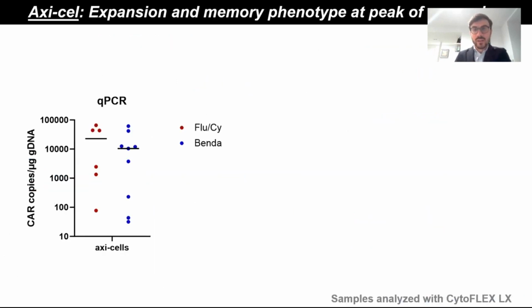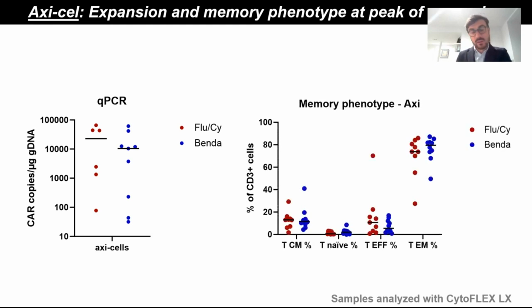Interestingly, when we look at the expansion of the T cells to see if the different lymphodepletion had an effect on the expansion, we couldn't find any clear difference in expansion of the T cells at day 7. At day 7 to 14, we chose the highest value, and we couldn't find any difference in the phenotype, and in particular the memory subset, based on lymphodepletion.